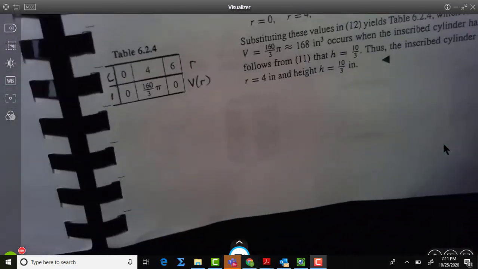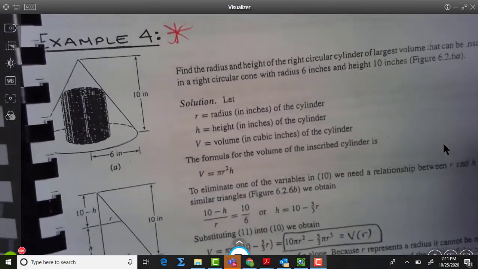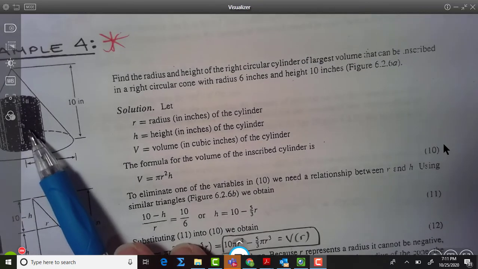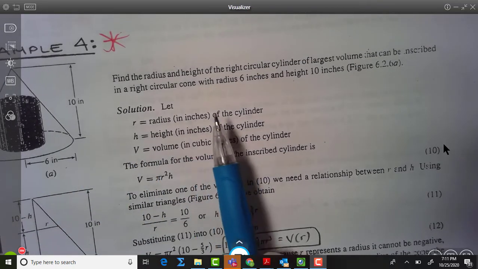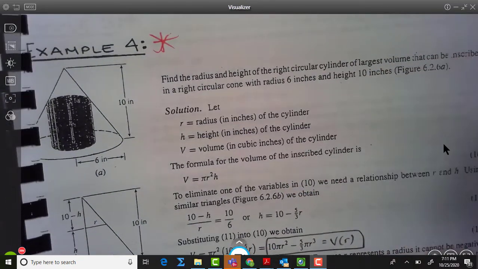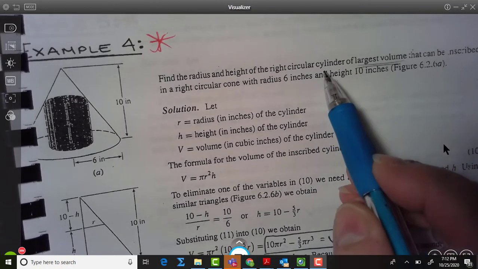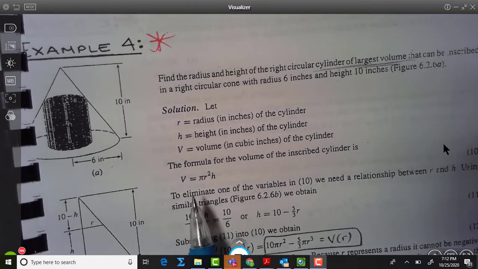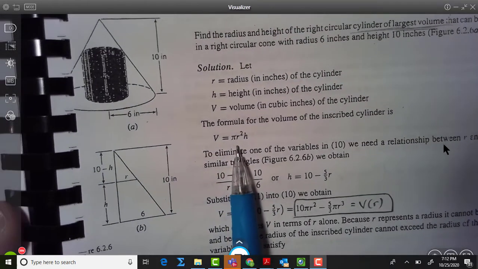Here's another nice example to look at. Find the radius and height of the right circular cylinder of largest volume that can be inscribed inside of a right circular cone. And this cone has a radius of 6 inches and a height of 10 inches. Okay, we want the cylinder of largest volume. So what we're going to have to take the derivative of is a cylinder. So our cylinder formula is pi r squared h.